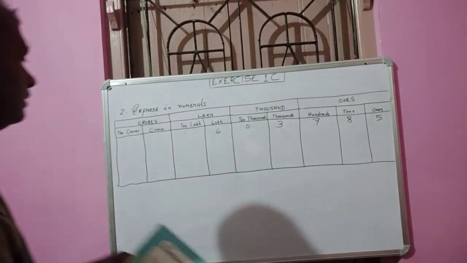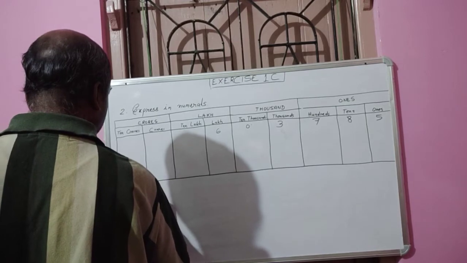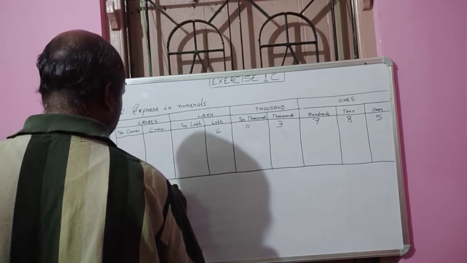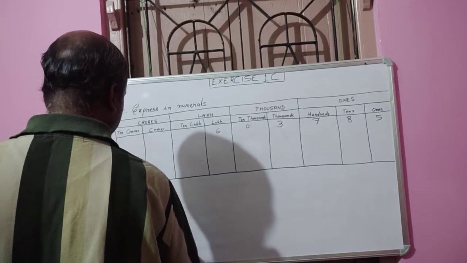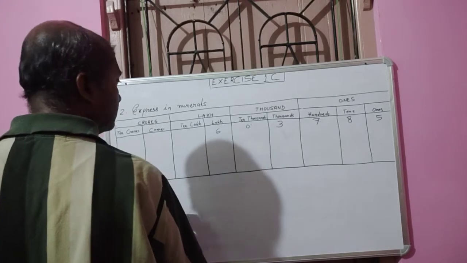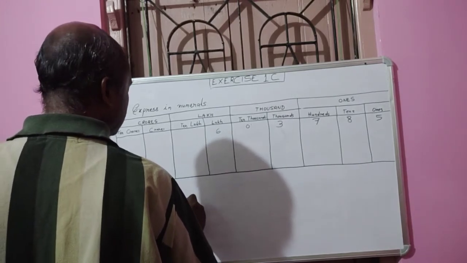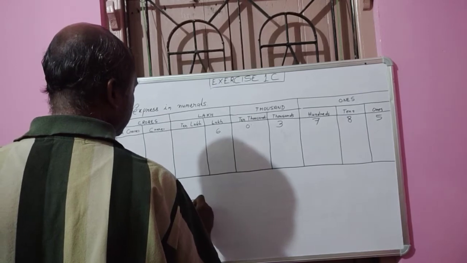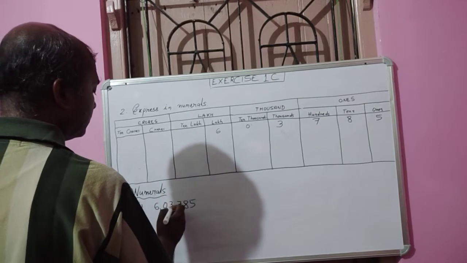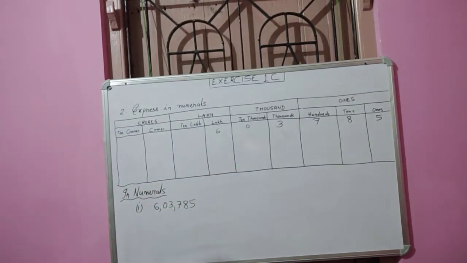So if you write the first number in numerals, the first number for us will be 6 lakh 3,785. Now we have to give commas. After lakh there will be a comma. After the thousands group there will be a comma. So this is how the number is.